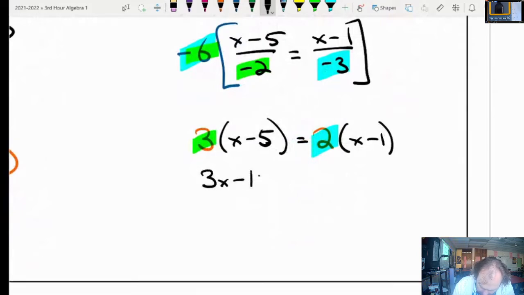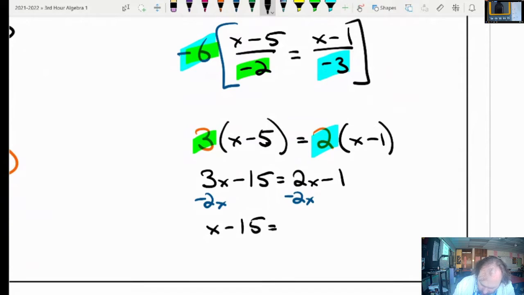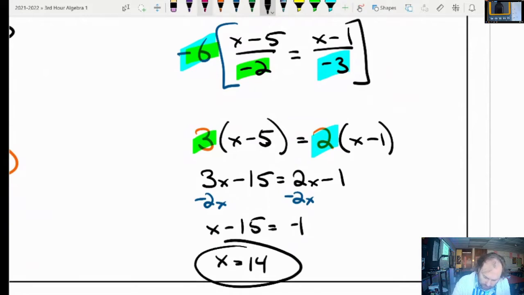3x minus 15 equals 2x minus 1, and when you subtract 2x from both sides, that's nice because the x's just combine to make 1x. x minus 15 is negative 1, and we add the 15 over, it's going to be positive 14 for the answer, and there you go. I should show my work, I guess. This is an answer guide, might as well. Plus 15, like that.